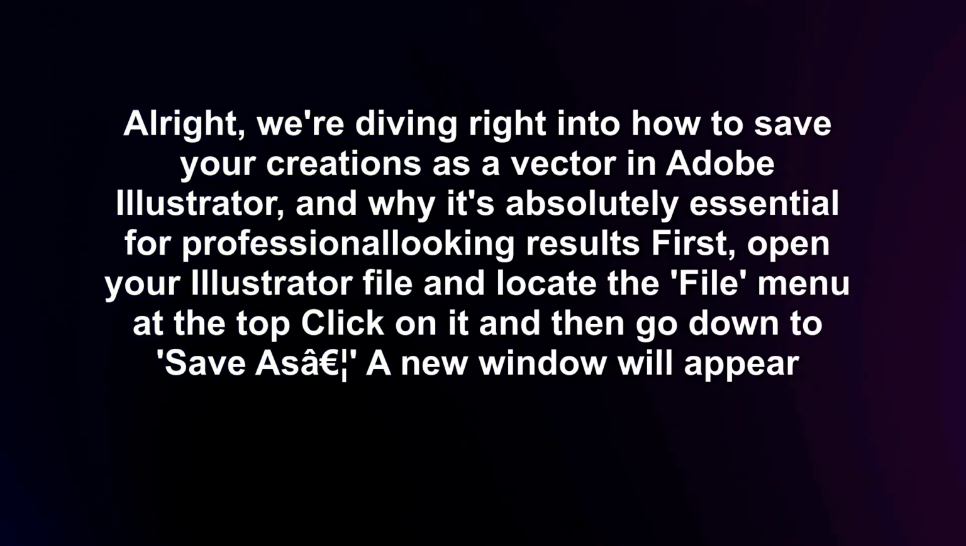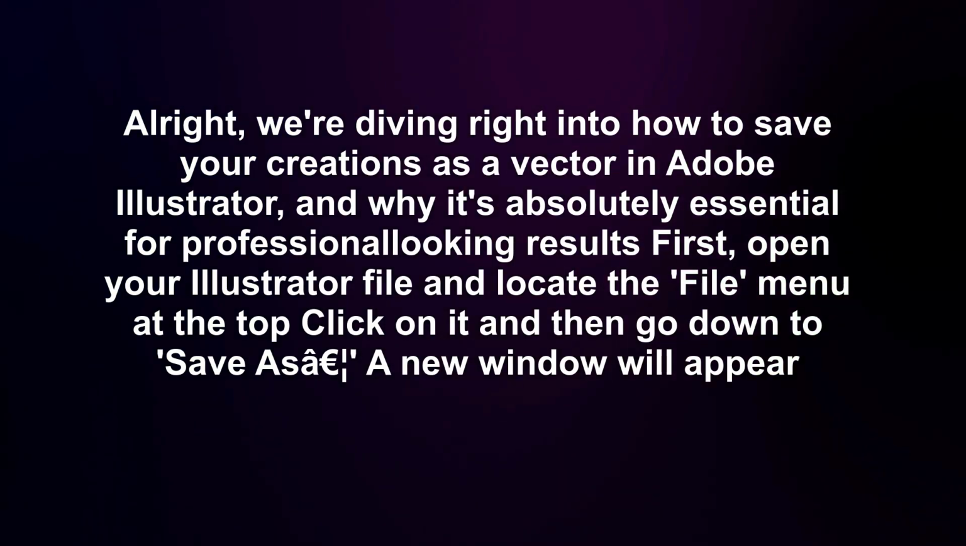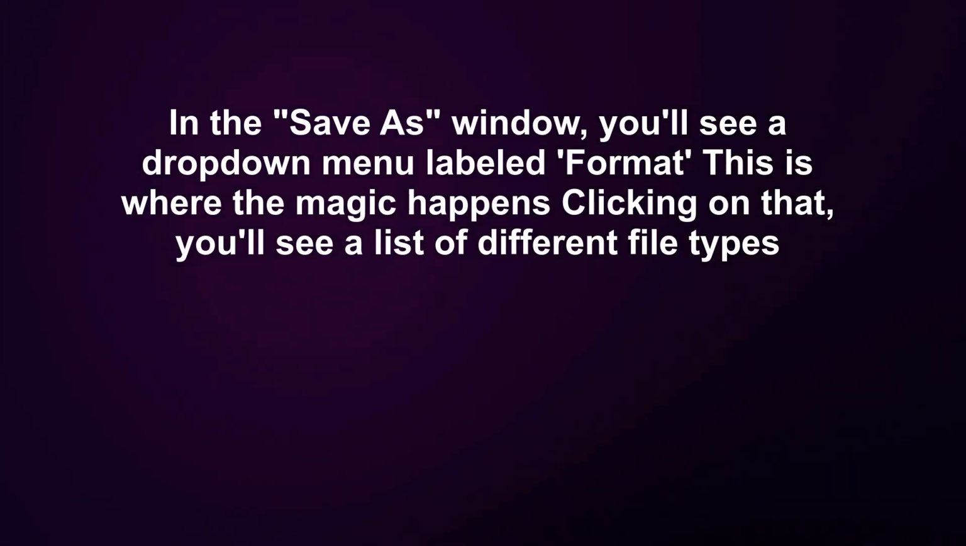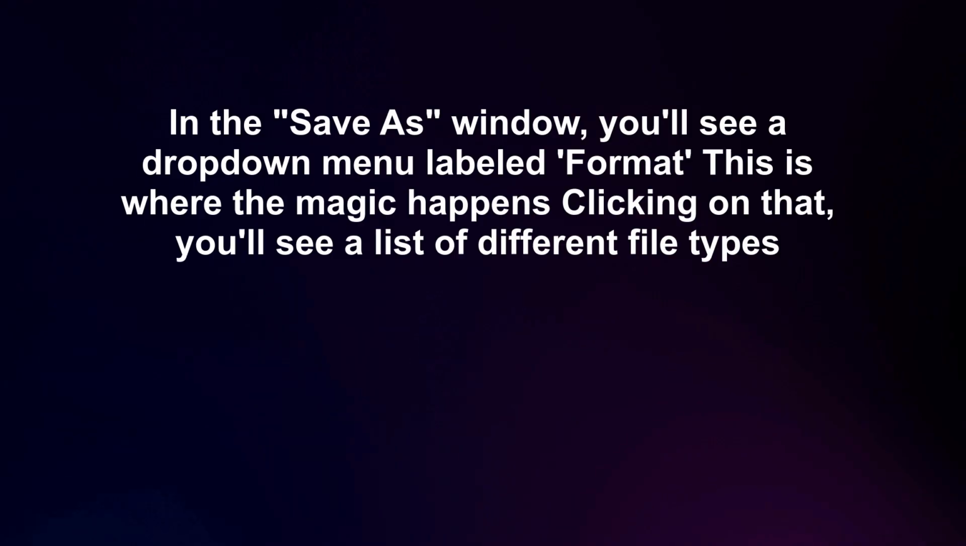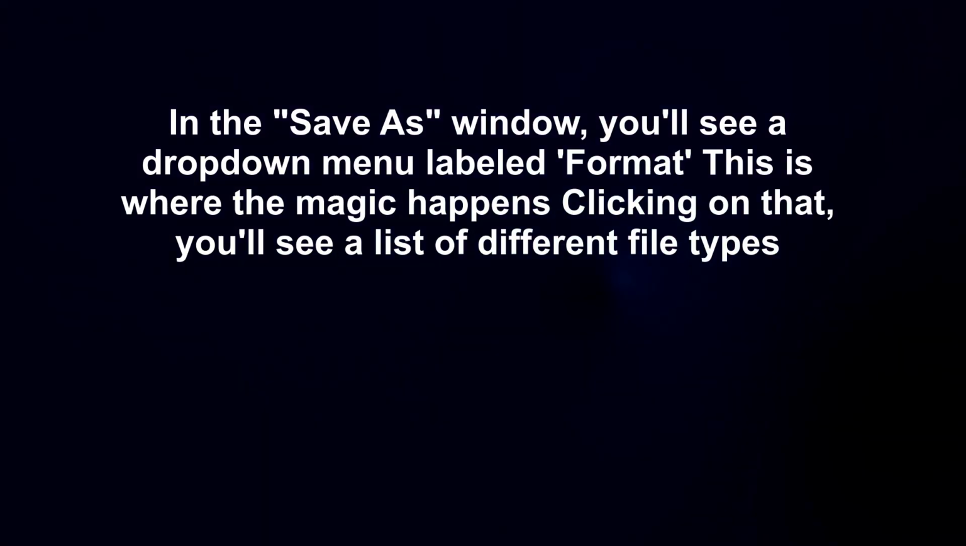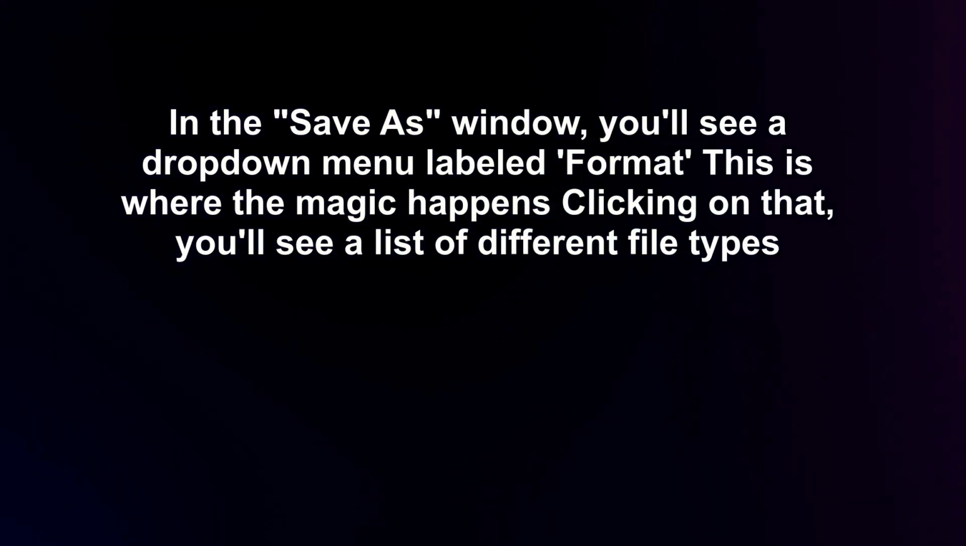Click on it and then go down to Save As. A new window will appear. In the Save As window, you'll see a drop-down menu labeled Format. This is where the magic happens. Clicking on that, you'll see a list of different file types.